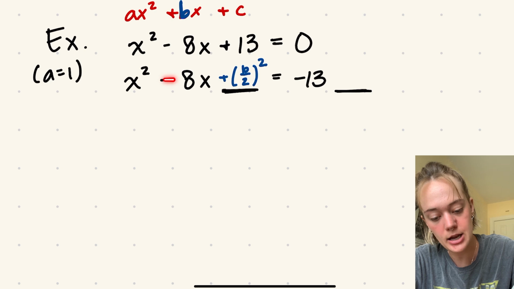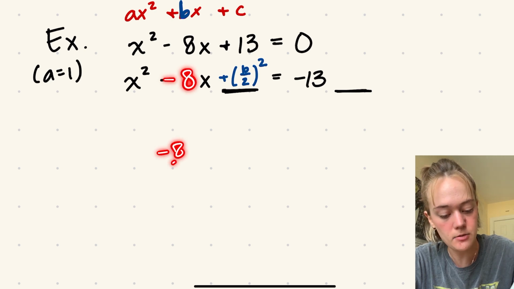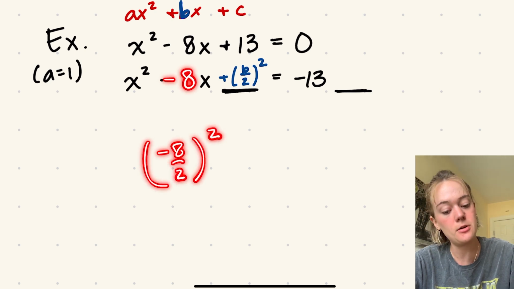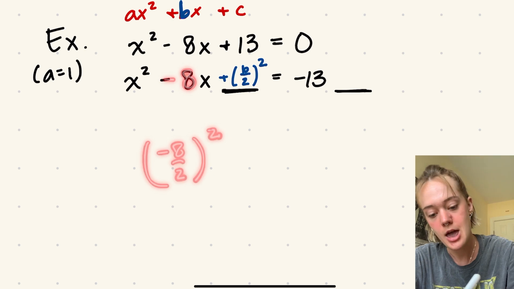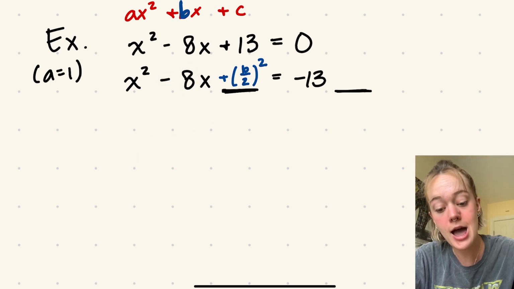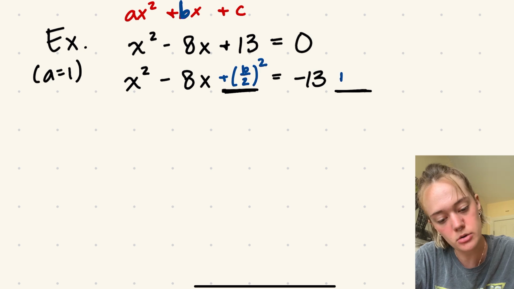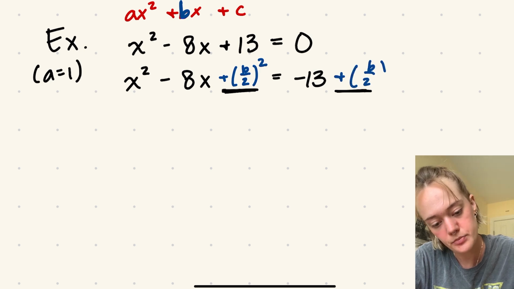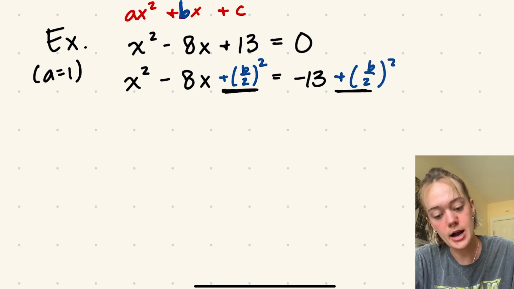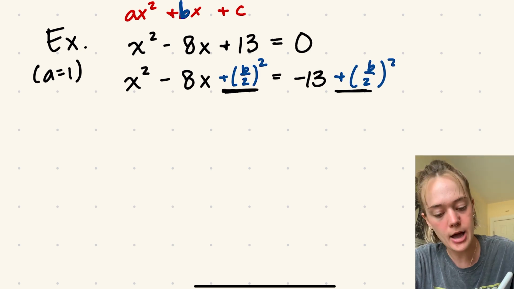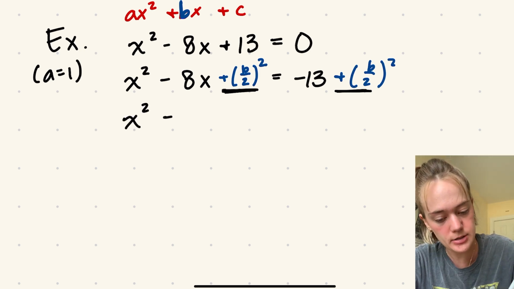So my b is negative 8. What is negative 8 divided by 2, squared? That's going to be a negative 4. Negative 4 squared is going to give me a 16. And what I add to one side, I'm going to need to add to the other, right, to keep this a true expression. So that's my formula, but what I'm actually going to do is write in the numbers for this example now.